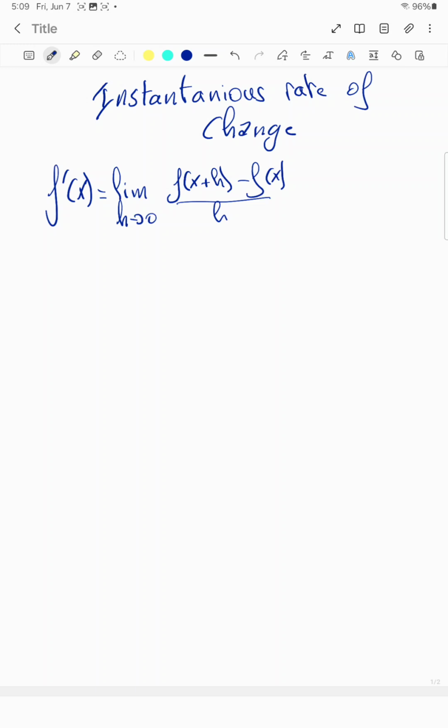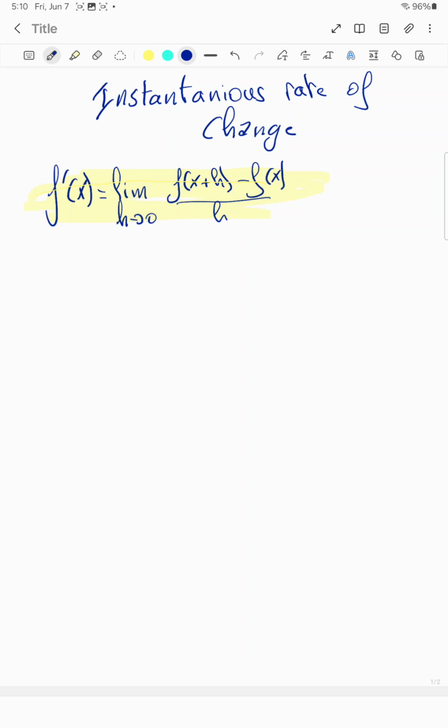In this video, we will study the instantaneous rate of change of a certain function. We'll take an example. I'll give you a function. The formula for the instantaneous rate of change is this one, f prime of x. It's the limit when h goes to 0 of f of x plus h minus f of x divided by h. So we will apply this formula for a certain function and then we will get the instantaneous rate of change.